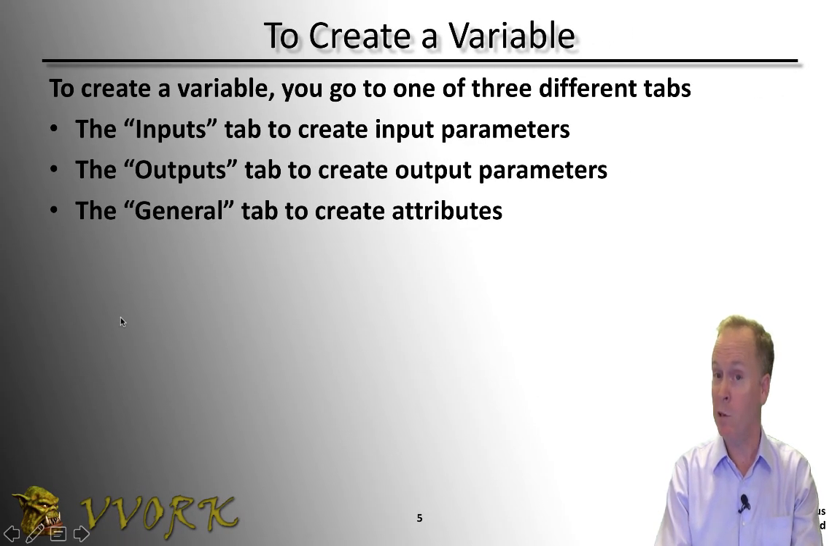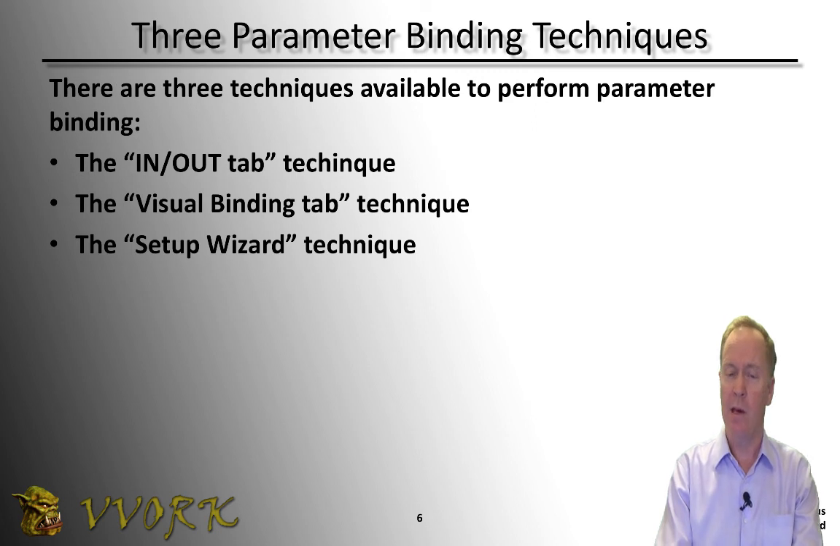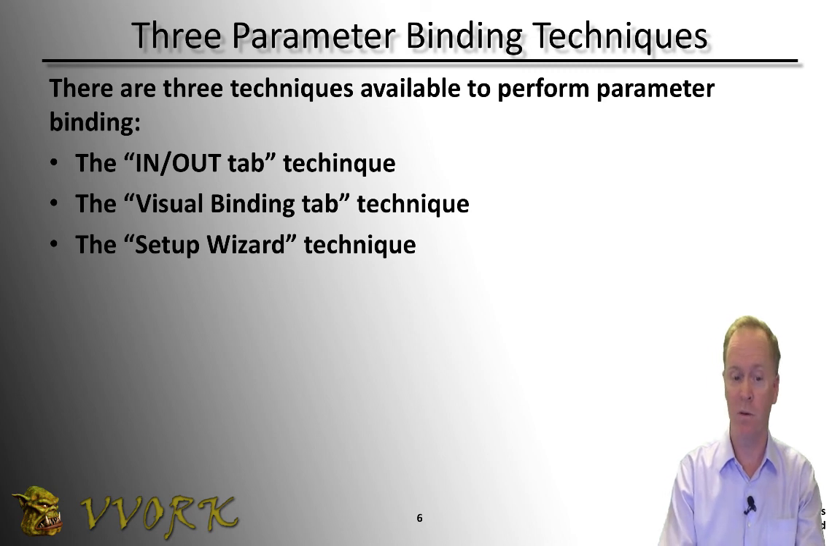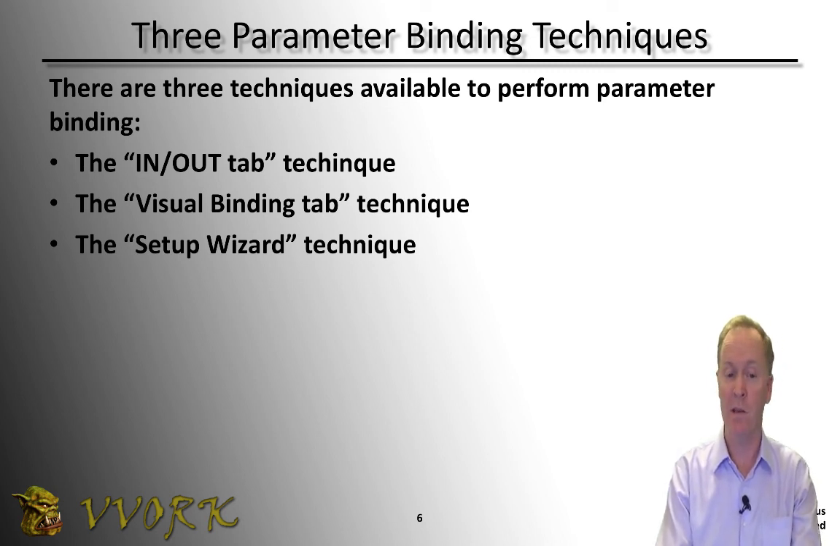So now we know how to create variables using the Inputs tab, Outputs tab, and General tab. Creating a variable is not the same thing as binding to a variable. Now, there are 3 different techniques for binding to a variable. There's a technique that involves some tabs labeled the In tab and the Out tab. In the previous video, if you watched that, you've seen me use the In tab. We'll use that In tab and the Out tab again later on in this video series. That's one technique for binding.